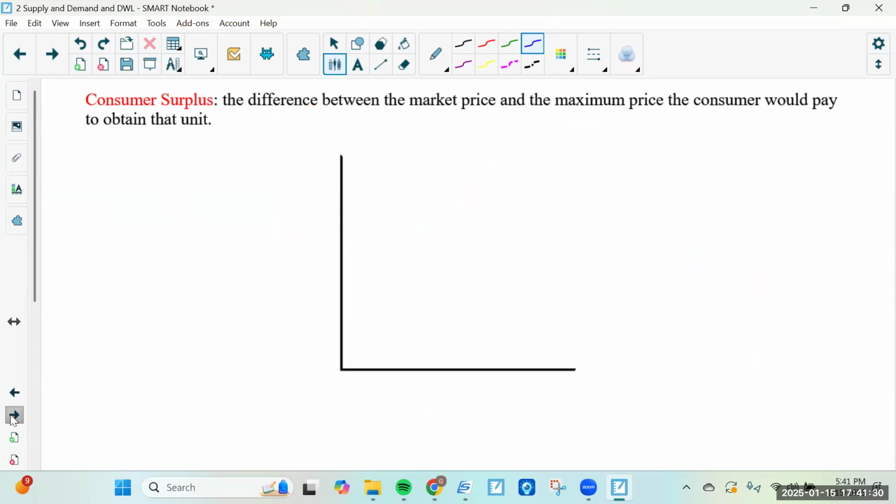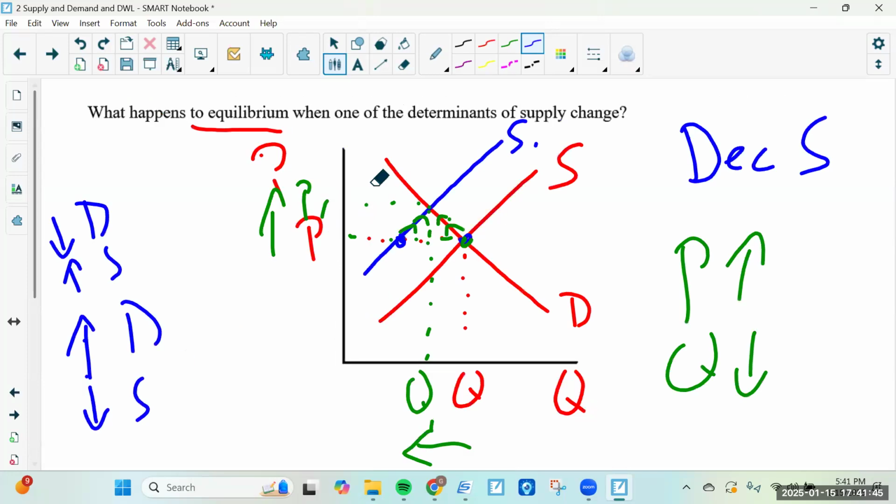Next thing is I want to teach you about something called consumer surplus. So consumer surplus works like this. Here's the quantity, here's the price, and I have an upward sloping supply. And for this one, by the way, I'm going to draw it all the way to the axes. Normally, when we draw these, we don't draw them all the way to the axes. And there's a reason for that.